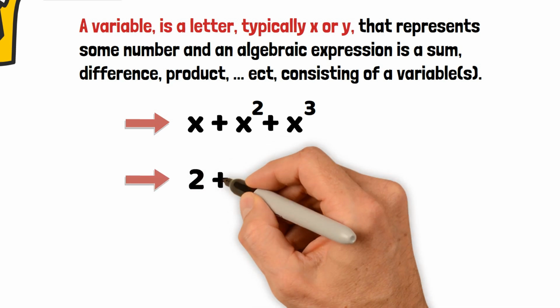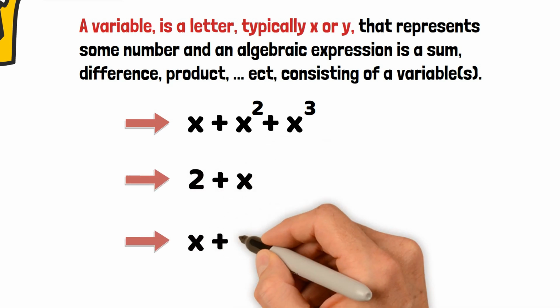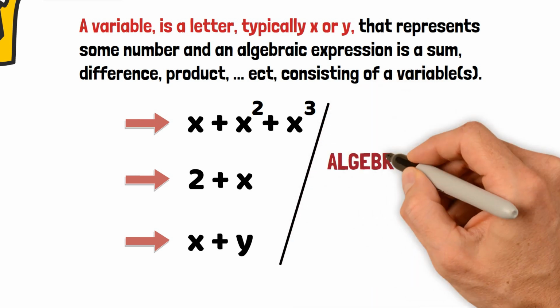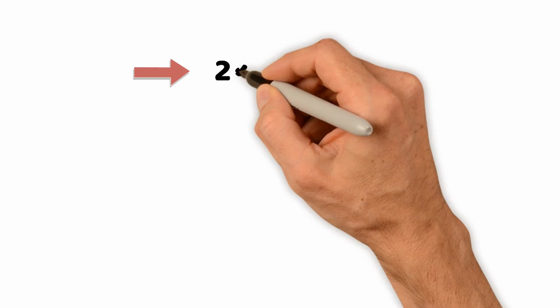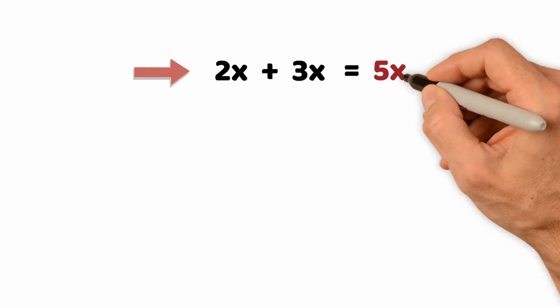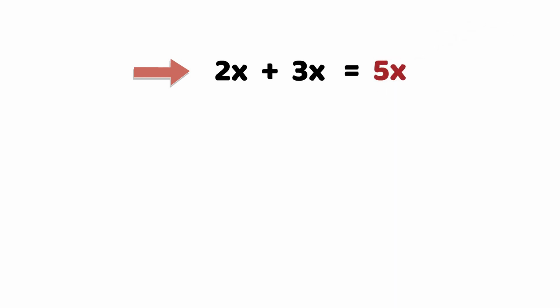We can also have 2 plus x, or x plus y, or 2 plus x over 1 plus x. These are all examples of algebraic expressions. If we have the expression 2x plus 3x, we can simplify it into 5x. This is because 2x plus 3x equals 5x.